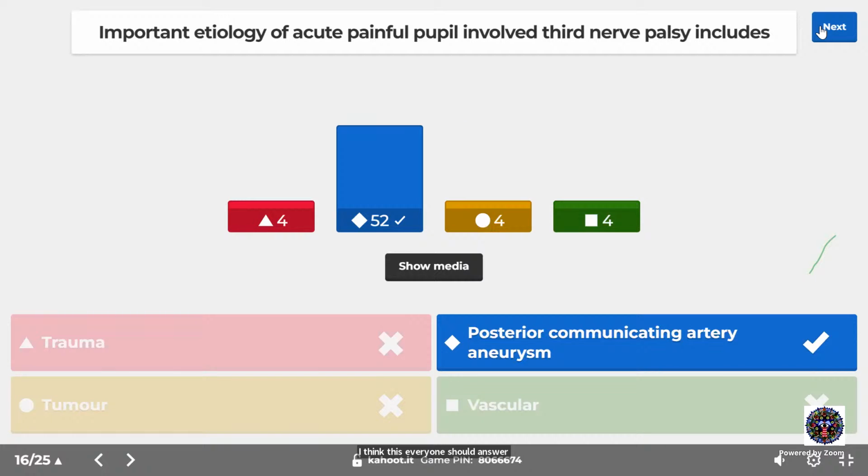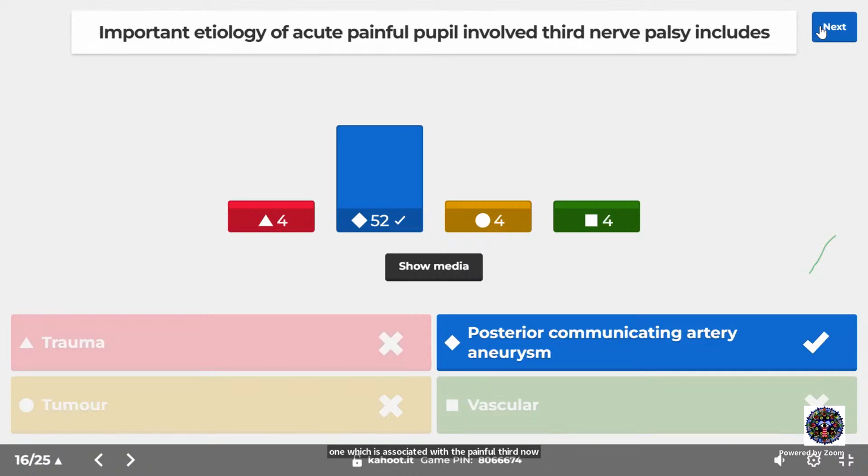Perfect. 52 have answered posterior communicating artery aneurysm. So please remember, acute painful third nerve palsy classically has more chances of being an aneurysm. So when there is a question on what is the next line of management or what is the investigation of choice, you should answer MRI brain along with MR angiography, because posterior communicating artery aneurysm is the one which is associated with the painful third nerve.